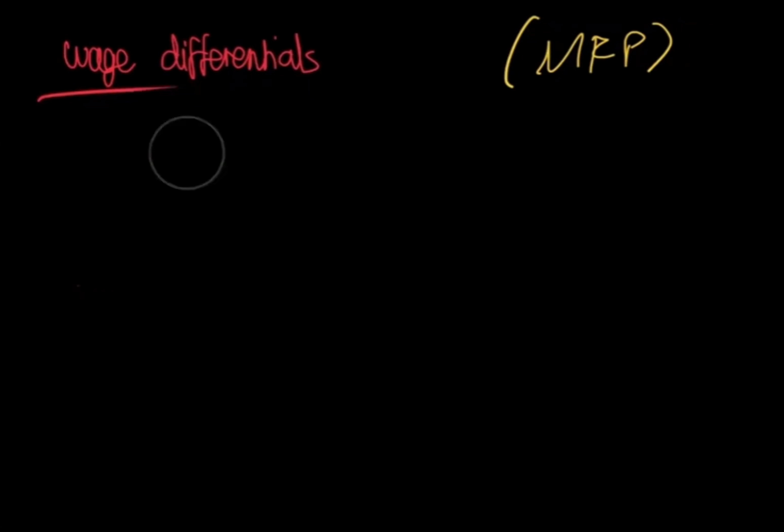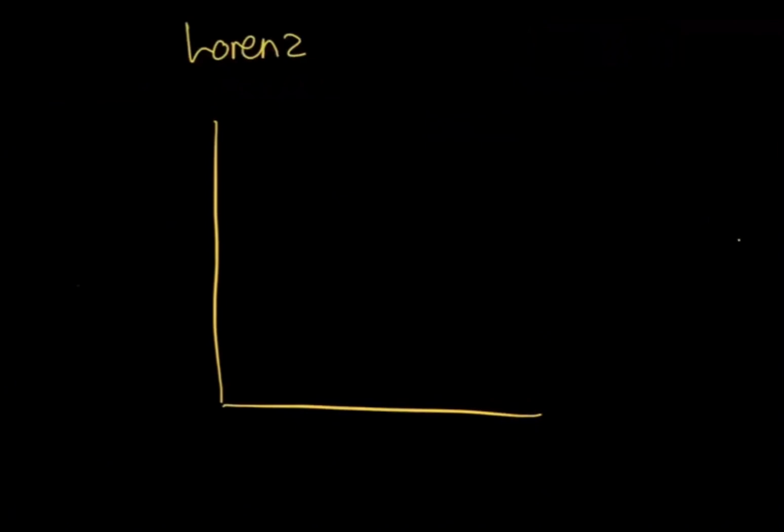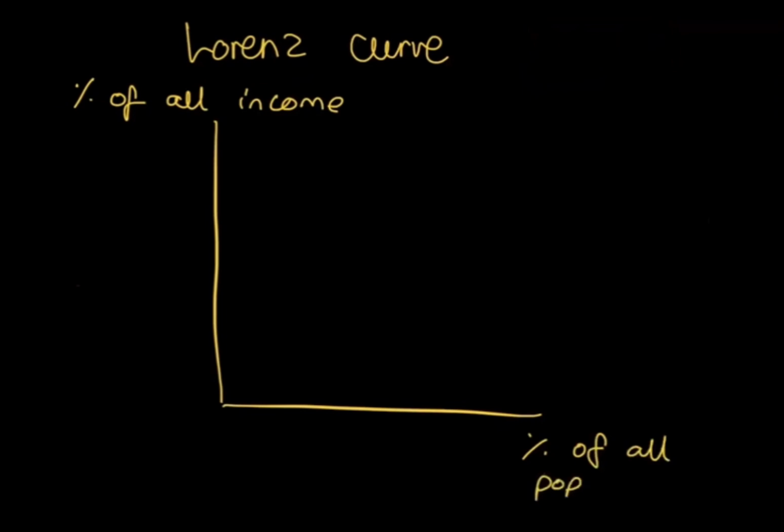This inequality topic is quite quick because you just need to know a few things. So this is the Lorenz curve. You have the percent of all income, and you have the percent of all population. I'm pretty sure it doesn't matter if you accidentally get the axes the wrong way around. No, I think it has to be population on the x-axis. We start with this line.